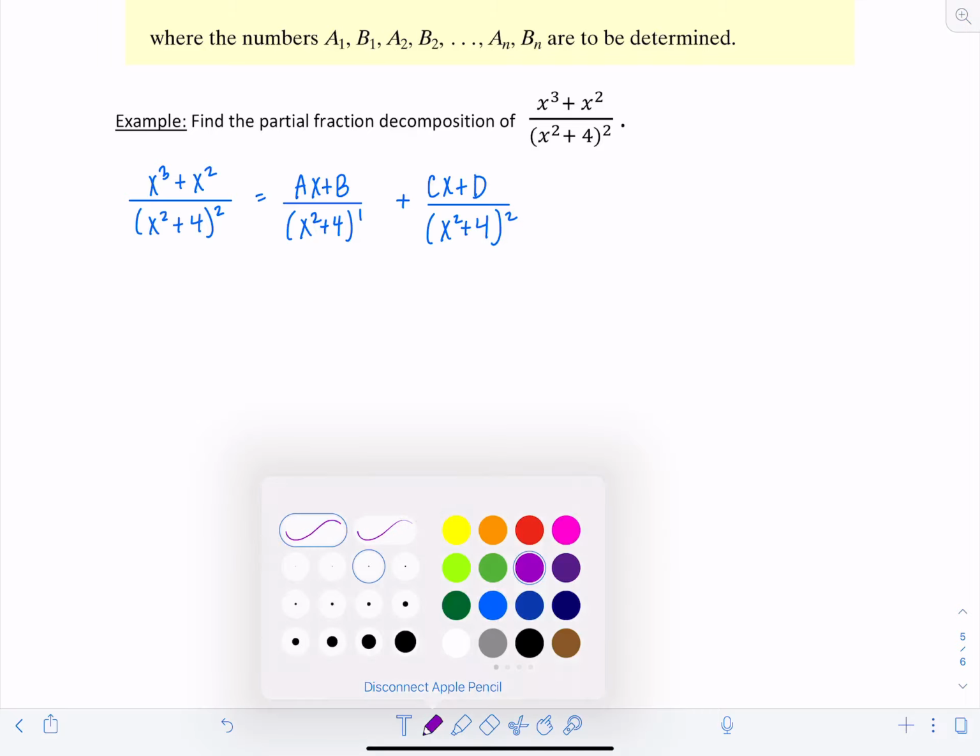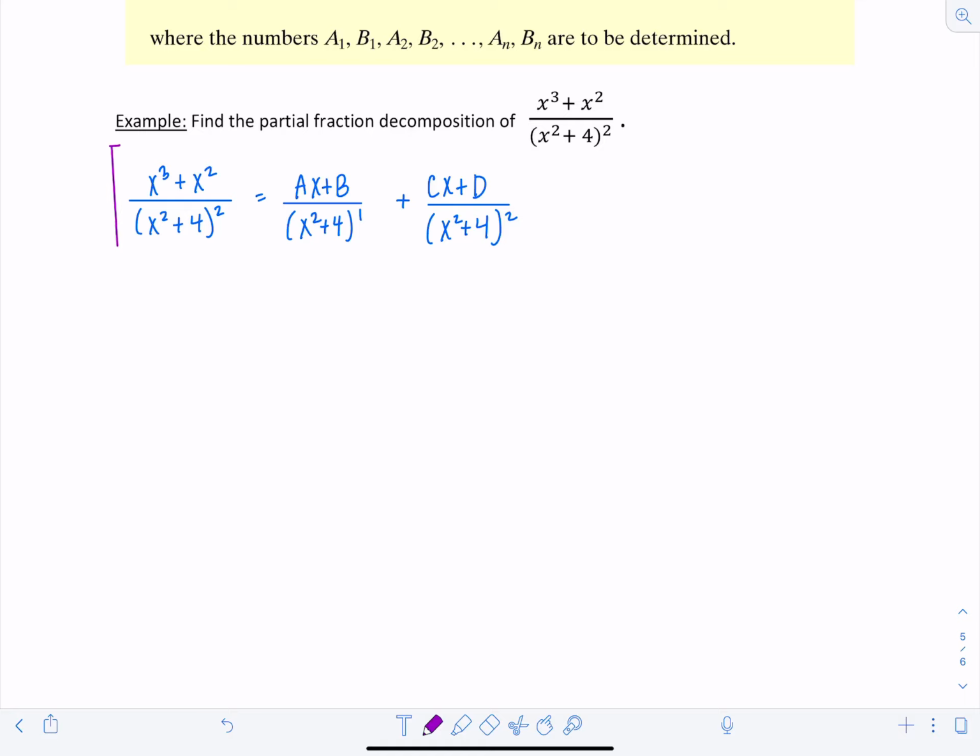And then the next step, same as before, I'm going to multiply through by the LCD. So that's going to be x squared plus 4 squared. And then now let's see what we're going to be left with. So on the left-hand side, just x cubed plus x squared equals, and then I'm going to have ax plus b times just one factor of x squared plus 4 plus cx plus d. Now notice here we only can use the second method of grouping the coefficients because nothing will make x squared plus 4 equal 0. All right.